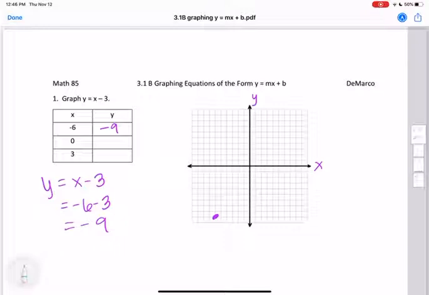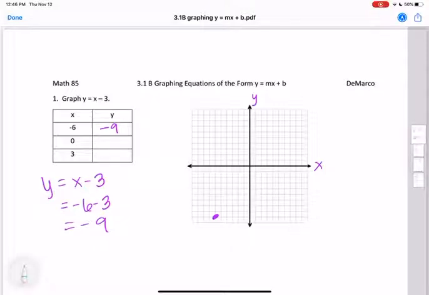I picked negative 6, 0, and 3, just because to get a good picture, I like to have a negative, 0, which remember 0 is that y-intercept, and then finally a positive, so I picked 3. And then all we have to do is just take our x values, plug it in, and get the y. So I've done the first one already.